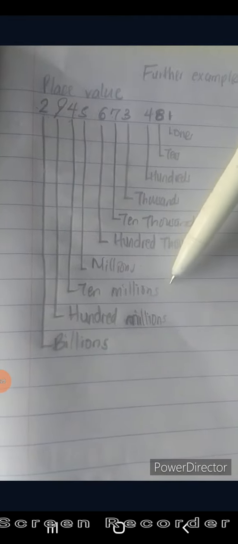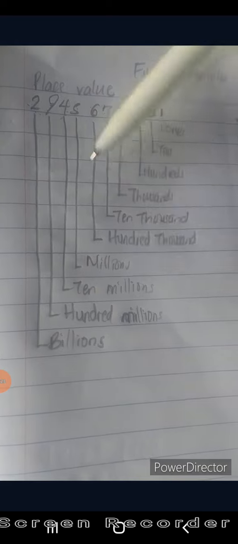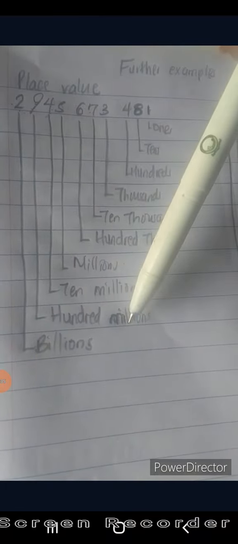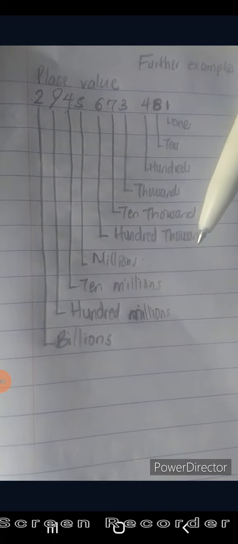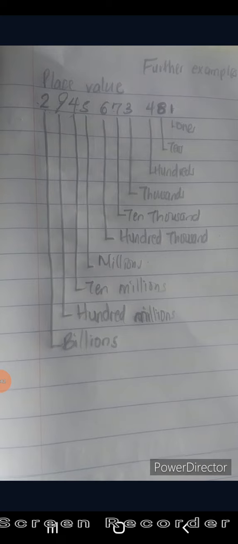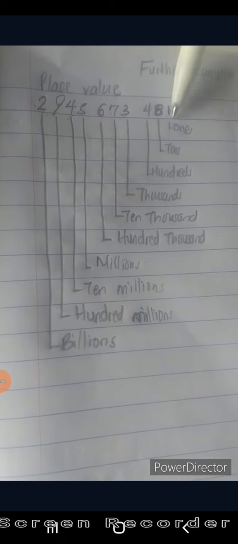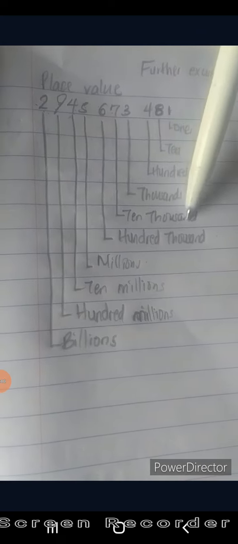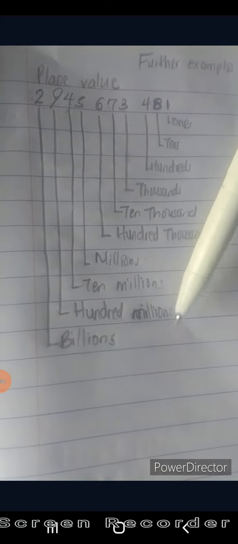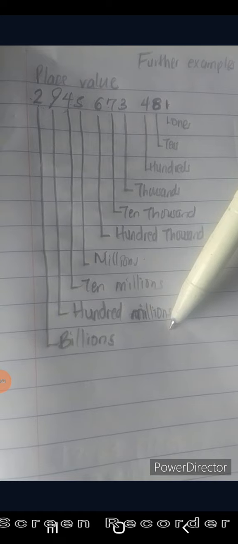5 is under millions. 4 is 10 millions or tens of millions. 9 is under 100 millions. You can even say hundreds of millions. 2 is under billions. I hope you've understood. Place value, start from right going to left: ones, tens, hundreds, thousands, tens of thousands, hundreds of thousands, millions, 10 millions, 100 millions, and now introduced to billions.